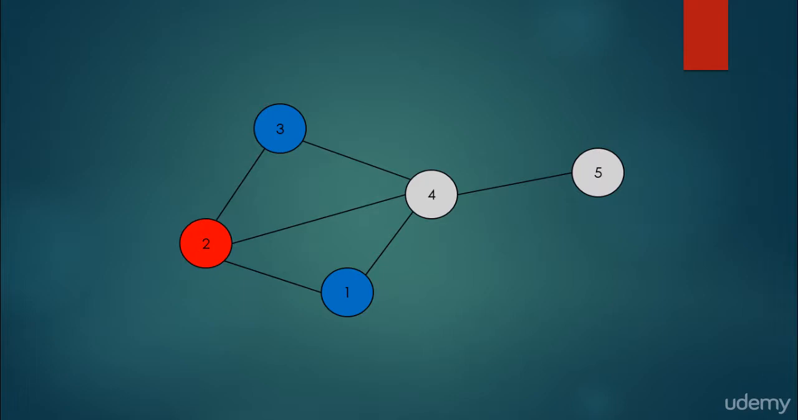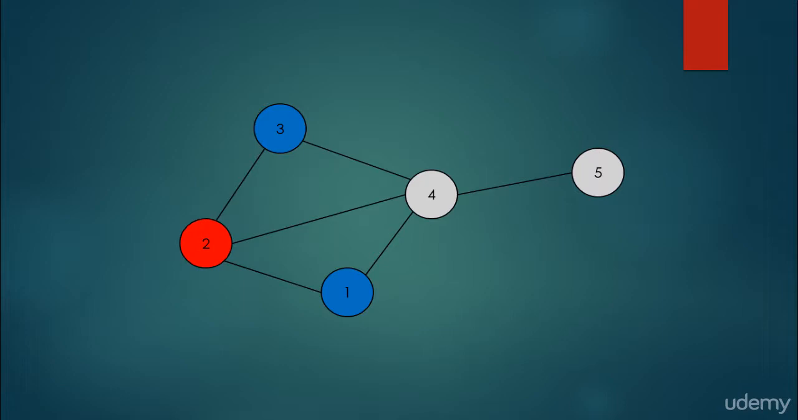And we can see that we can reuse the color blue, because 2 has neighbors 1, 4, and 3. And if we use the color blue, that means that we are not violating the coloring problem's basic concepts: no 2 adjacent nodes with the same color.